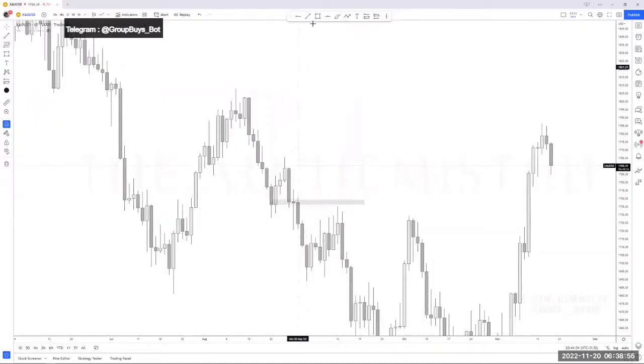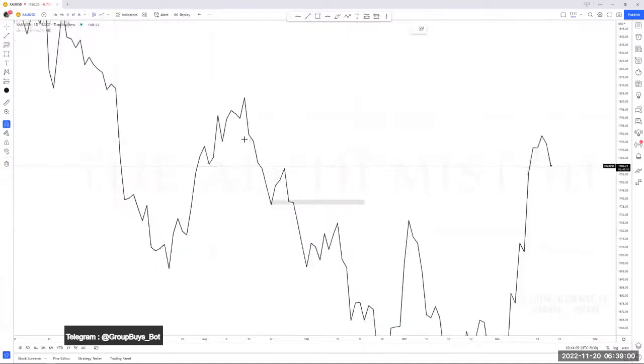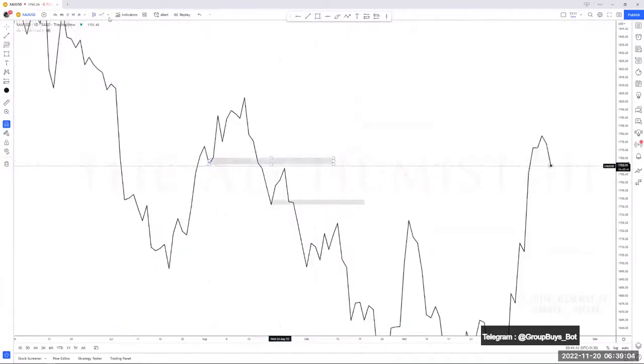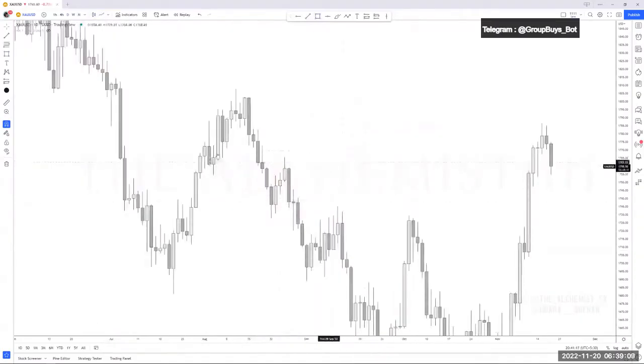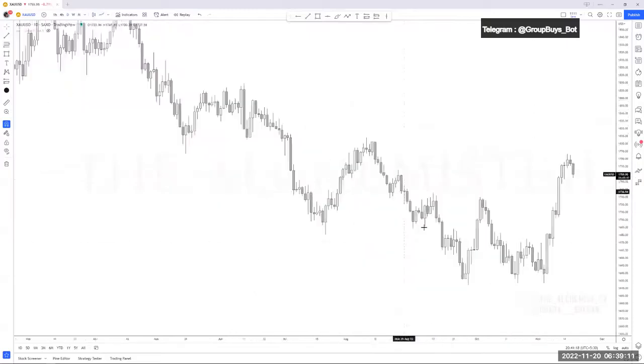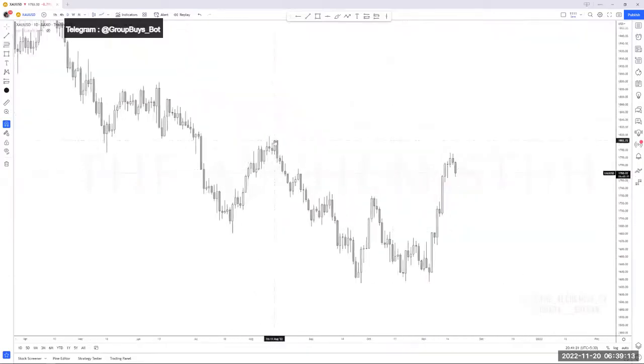Okay, so let's see some more. For example, yeah, here we go. In here, what is this? A support, right? Now it is broken, then it turns into a resistance. So what happens? It taps, then it starts to drop. So these are the examples of the key levels that we use. These are the most common ones.